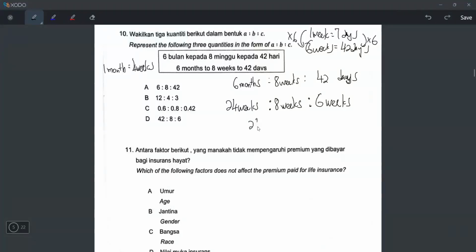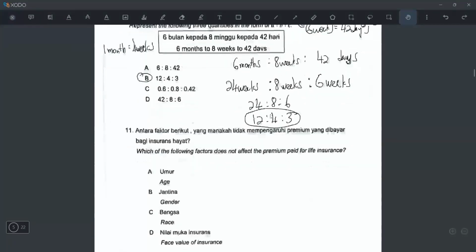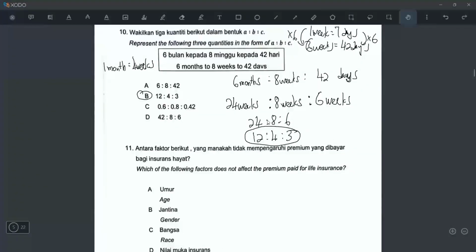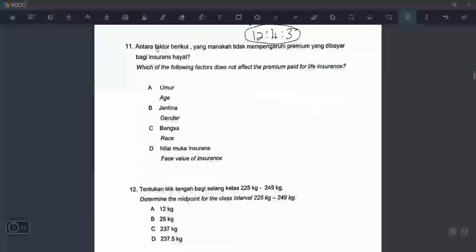So we have 24 ratio 8 ratio 6, but we can simplify. All these numbers can divide by 2, I believe. So divide by 2: 12, 4, 3. So this is your answer. The answer is B. You have to know that a ratio is like a fraction, so you can simplify if you want. So that's the answer.